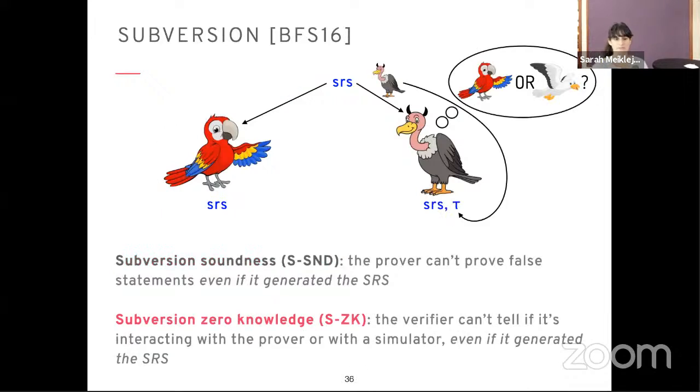And equally, subversion zero-knowledge basically says that zero-knowledge holds even if the verifier, the malicious verifier, generated this structured reference string entirely by themselves. So these are pretty strong notions.